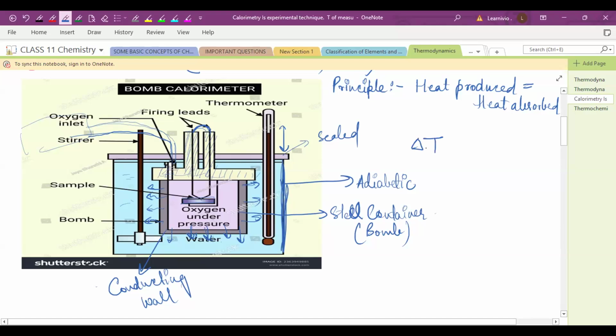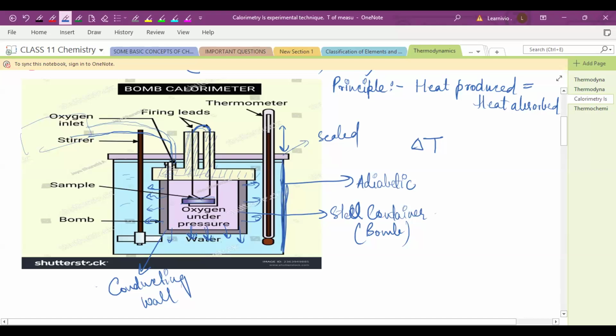It will monitor that. And since the bomb calorimeter is sealed, totally packed, its volume remains constant. Volume is not increasing. What is happening to the volume? The volume is still the same, the volume of water is still the same. It is not increasing or decreasing because the whole setup is sealed. So the bomb calorimeter is sealed, so its volume does not change.